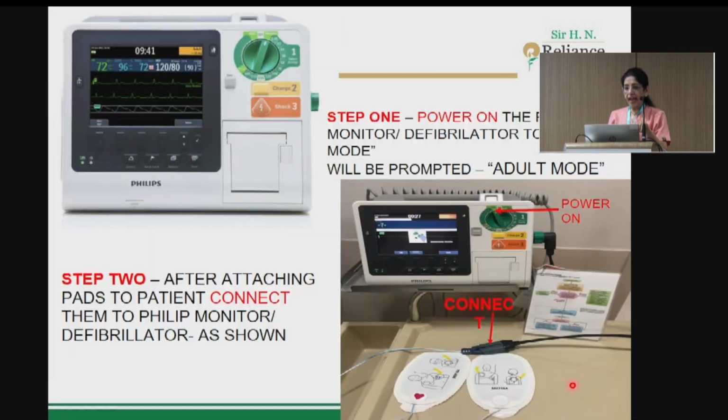So when it is analyzing the rhythm, that time you stop giving the compression. That is the only time that you stop giving compression. Otherwise, you continue the compression even when the pads are being applied. So the second rescuer who has come in with the AED will turn the AED on and put the pads on, and till then you keep giving compression. When the AED is analyzing the rhythm, that time you stand away.